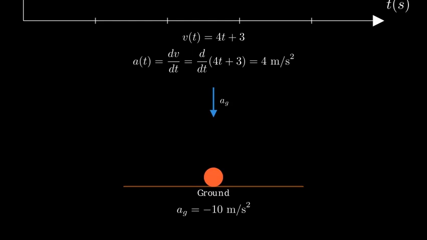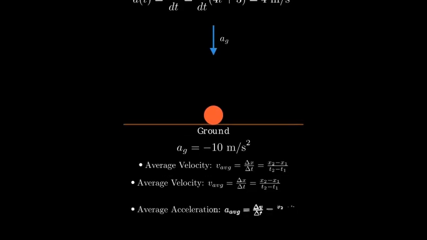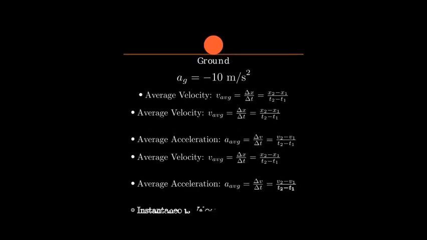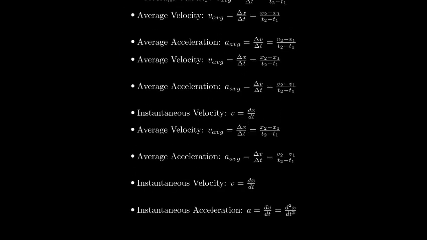In summary, average velocity is displacement over a time interval. Average acceleration is change in velocity over a time interval. Instantaneous velocity is the derivative of position. Instantaneous acceleration is the derivative of velocity, or the second derivative of position. And it is very important that you understand these concepts and their calculus foundations so that you can be successful in your AP Physics C course.